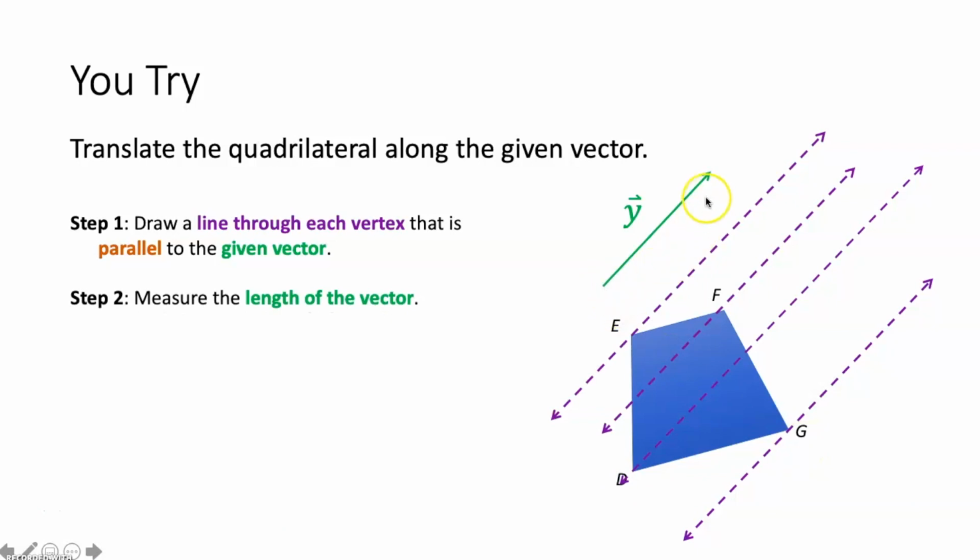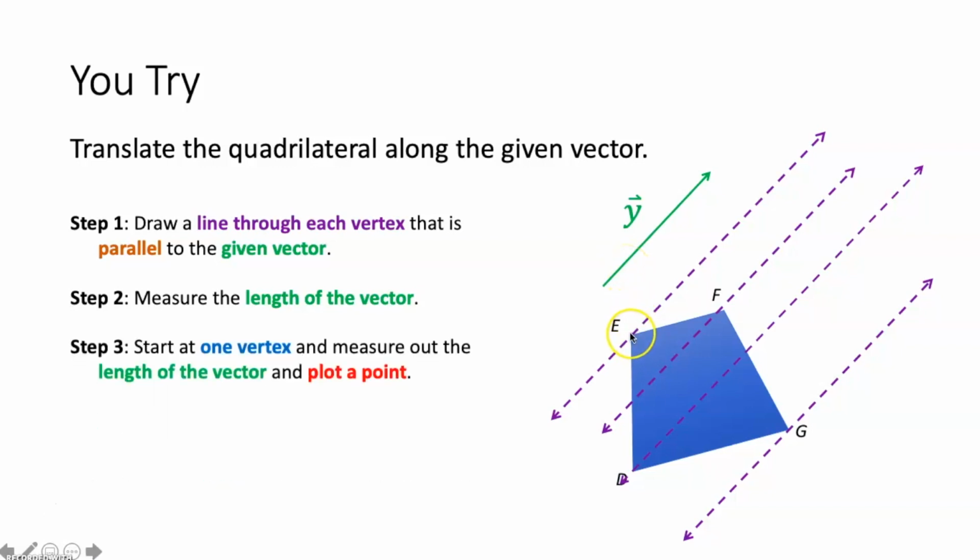Next, you're going to measure the length of our vector, that is the magnitude of your vector. You then measure out that same distance away from each given point. So we're going to start with point E. We measure out the length of vector y along the parallel line that we drew, and we put the image of point E after it's been translated along vector y. We're going to repeat this with points F, D, and G now. So let's start with F. So we measure out the length of vector y along that parallel line that we drew. We put F prime, the image of point F after it's been translated along vector y. Same thing with point D. We measure out the distance of vector y. We put D prime, which is again the image of point D after it's been translated along vector y.